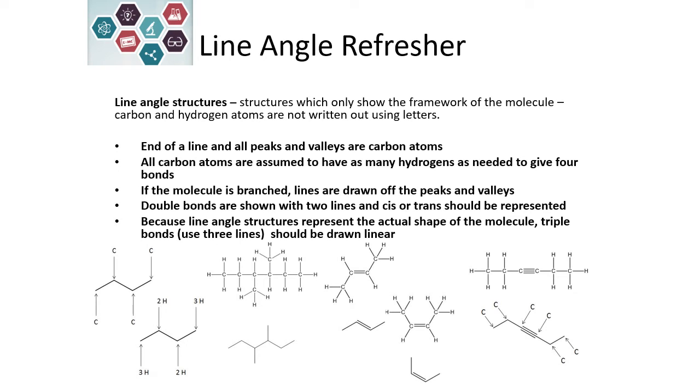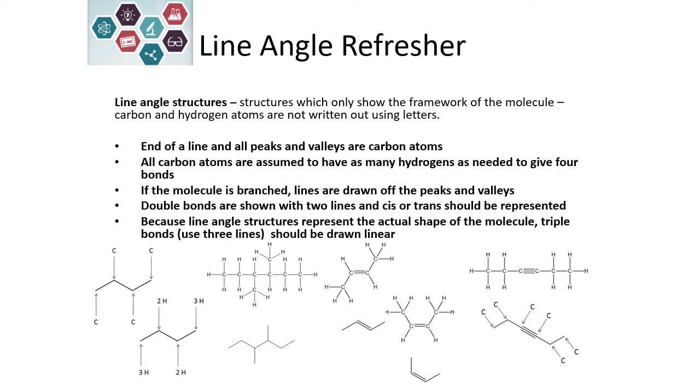We learned about line angle structures in Chapter 8, so let's review just a little bit. Remember, these are structures that show just the framework of the molecule. We locate the positions of the carbon, and hydrogen is not written, it is assumed, because we know that carbon has 4 bonds. So any bonds that are not drawn are assumed to be hydrogen.